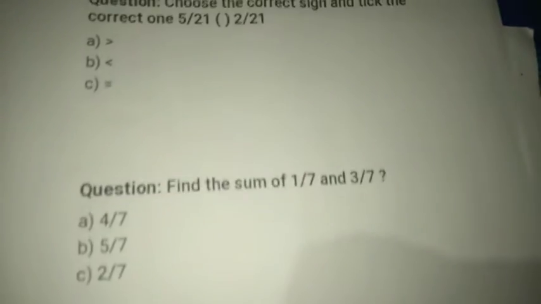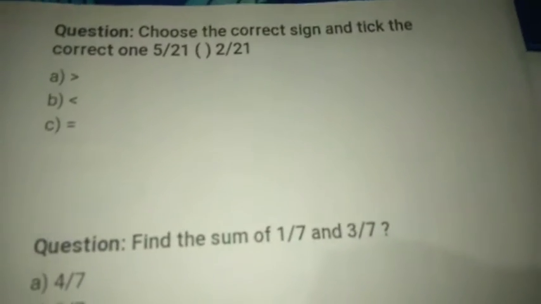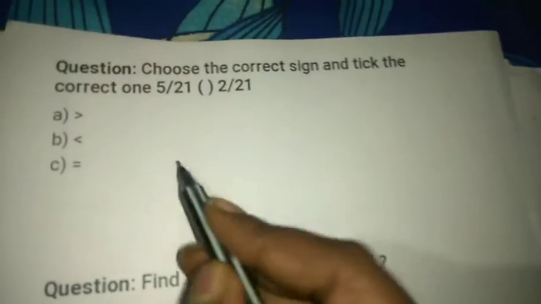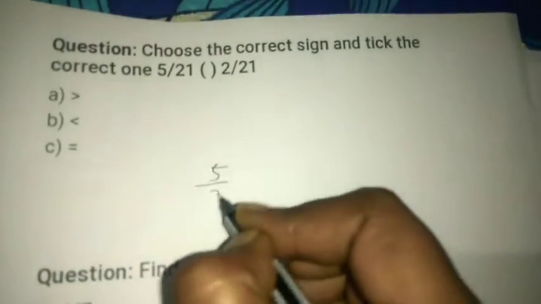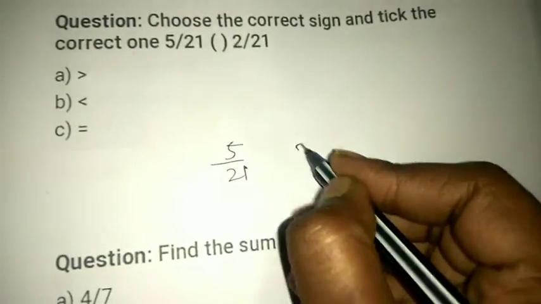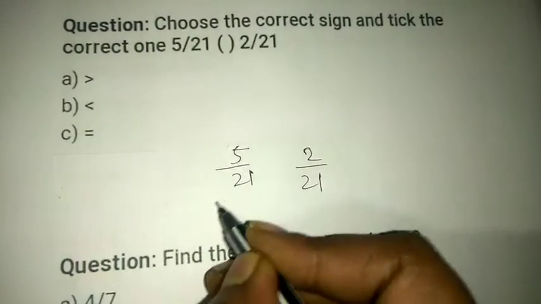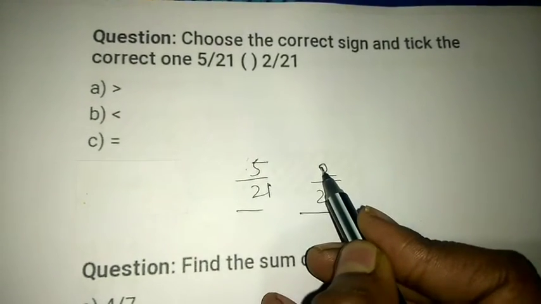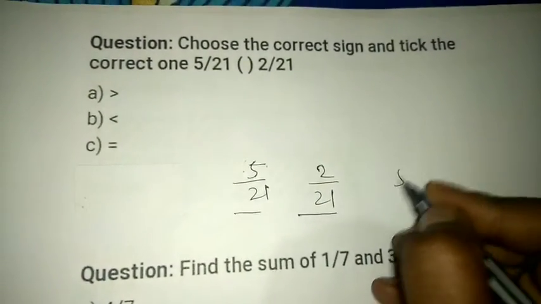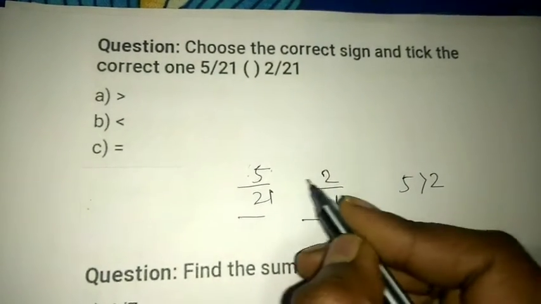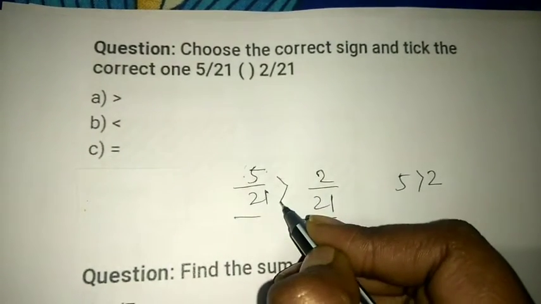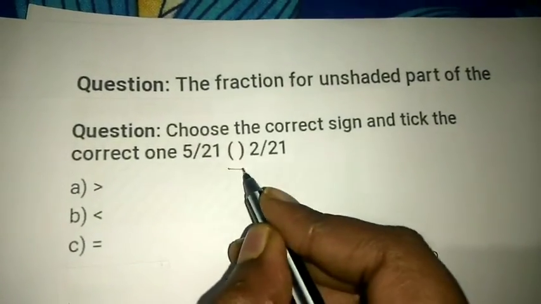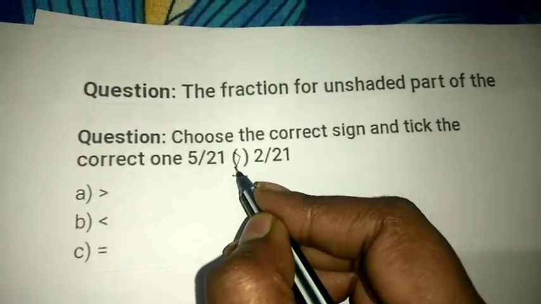The next page, choose the correct sign and tick the correct one. The fractions are 5 by 21 and 2 by 21. Here the denominators are the same, so we have to only compare their numerators. And here 5 is greater than 2, so this fraction 5 by 21 is greater than 2 by 21. So for the given space, the sign is greater than.